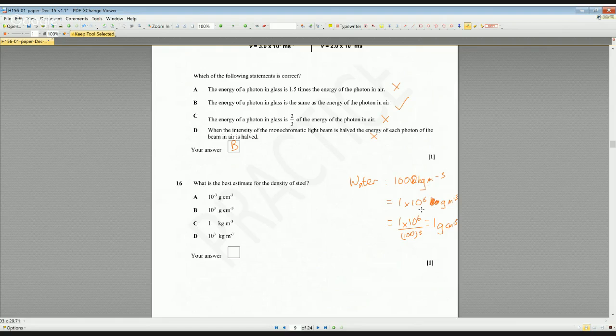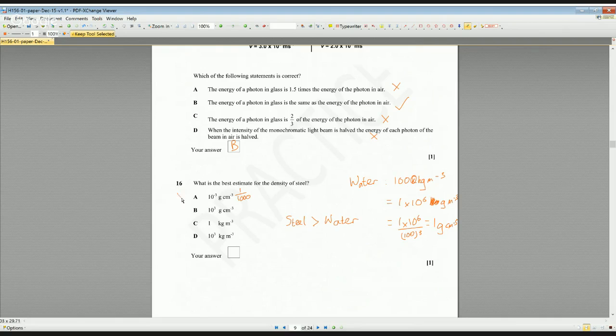So when we're talking in kilograms per cubic meter, our water is 1,000. When we're talking in grams per cubic centimeter, water is just 1 gram. We know that steel will have a density greater than water because obviously steel sinks in water. So some of these values are now 10 to the minus 3. That's 1/1000th. That's 1,000 times smaller than the density of water.